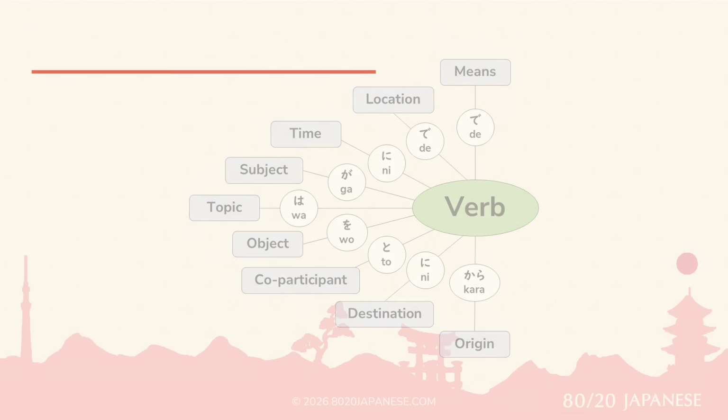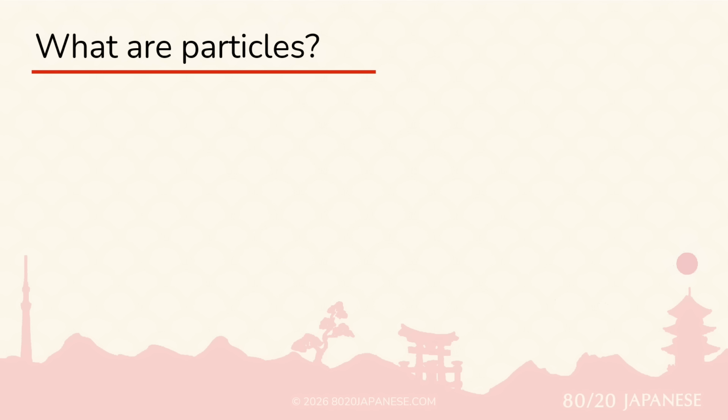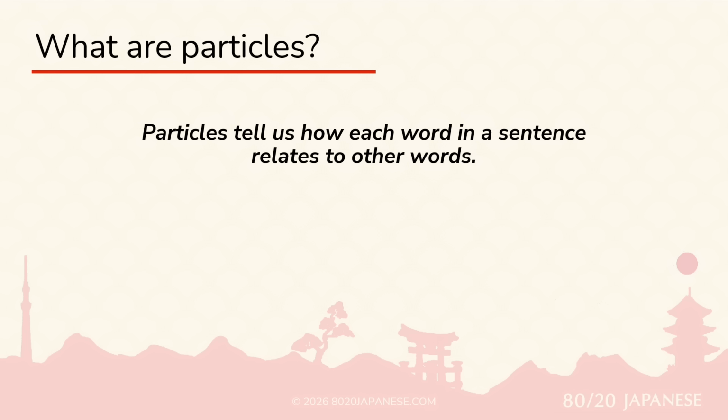So the big question is, what are particles? What are they for? What do they do? And how do we use them in sentences? To put it simply, particles tell us how each word in a sentence relates to other words. Sentences are obviously made up of several words, and it's not just a random string of unrelated things, they all interact with each other. They relate to each other in different ways to give us a greater meaning. And particles in Japanese are a major part of how that meaning is formed.